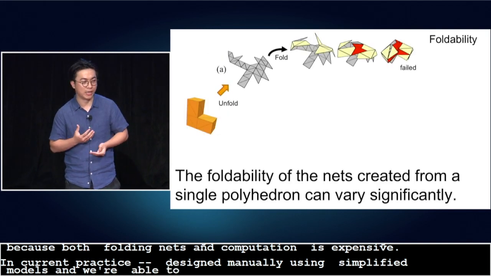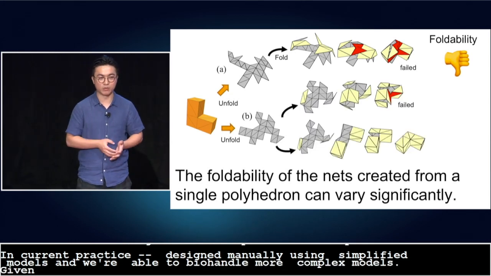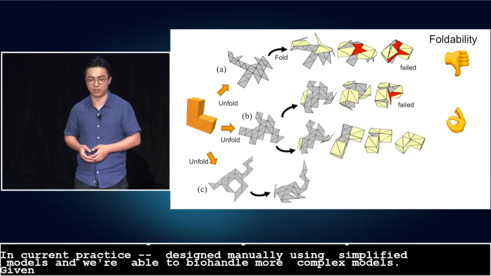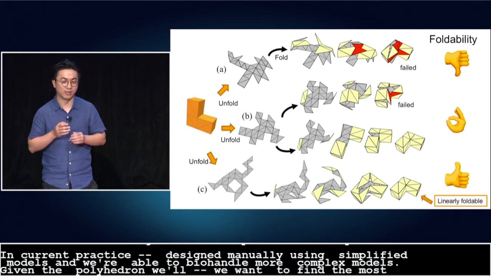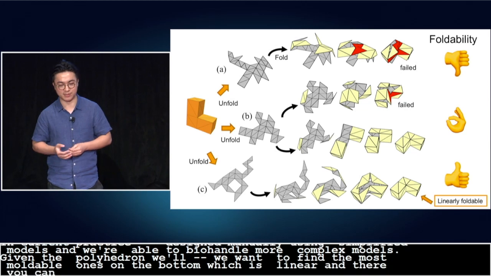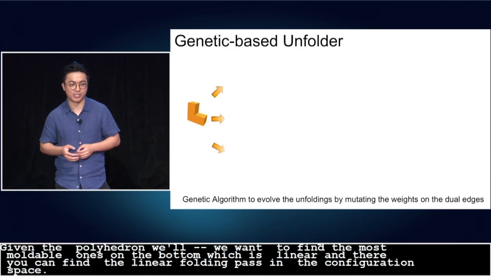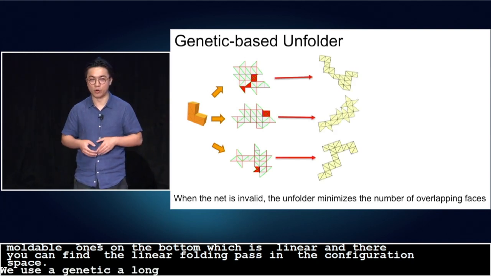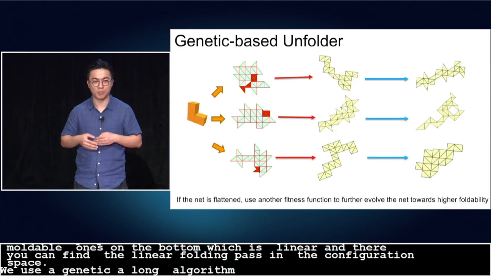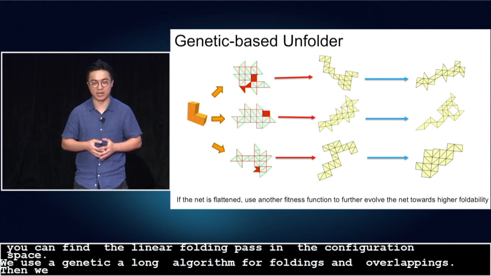So given a polyhedron, we can unfold it into different nets. Different nets have different foldabilities. We want to find the most foldable ones, like the one on the bottom, which is linearly foldable, that is, you can find a linear folding path in the configuration space. We use a genetic algorithm to generate unfoldings. We first minimize the number of overlappings. Then we get a valid net. We optimize the foldability by minimizing the time for the motion planner to plan the continuous motion.